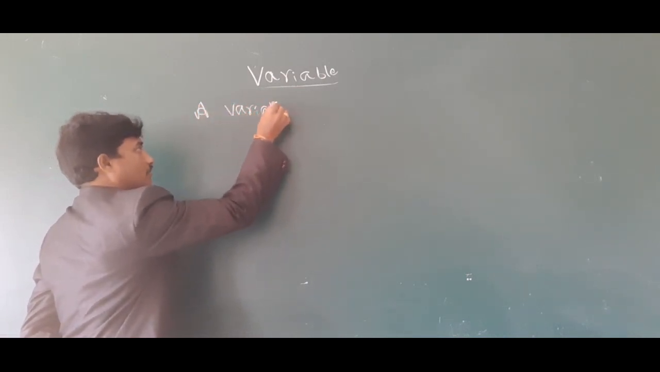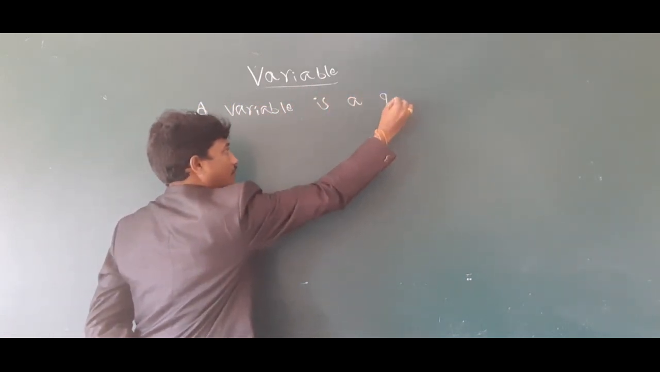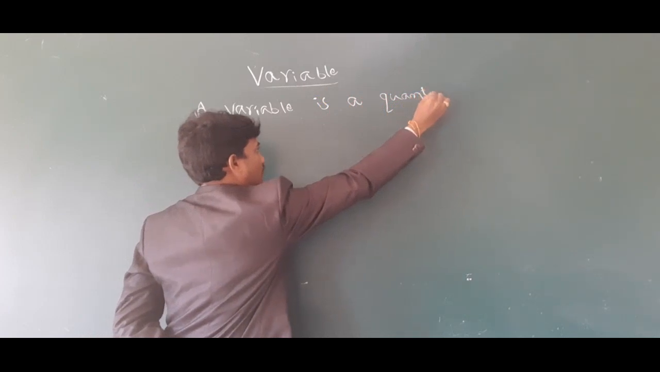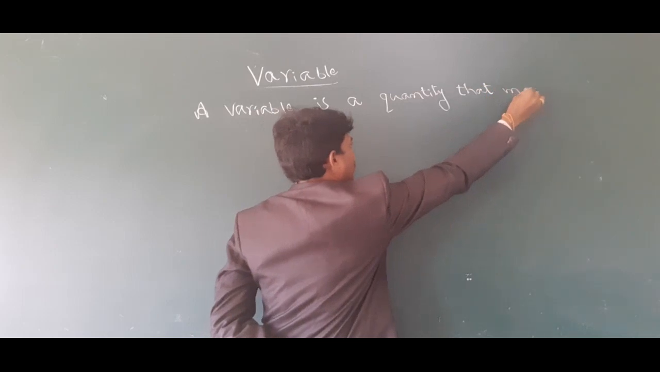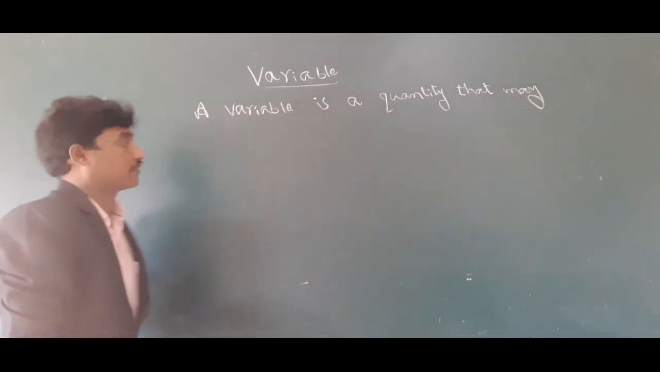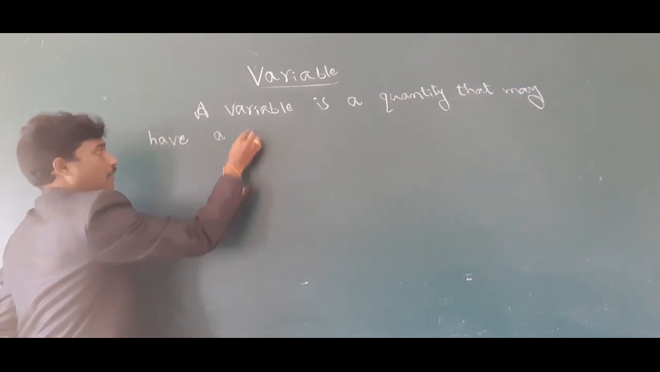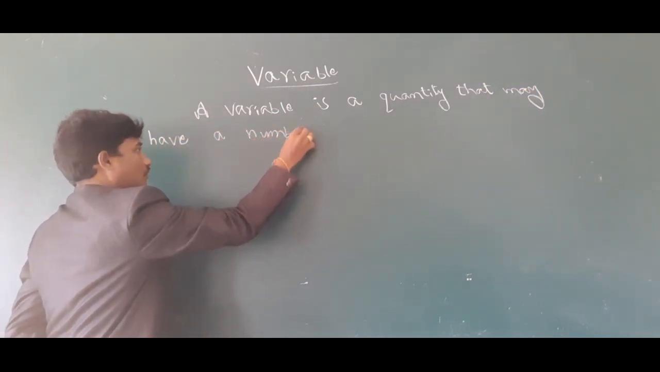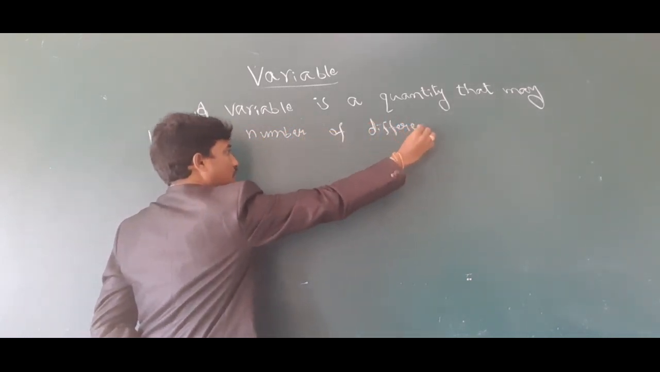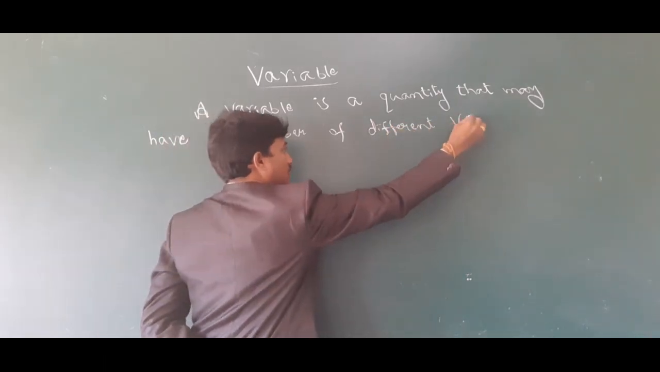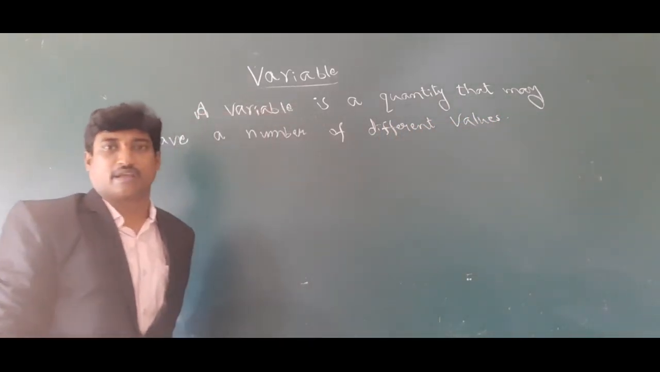A variable is a quantity that may have a number of different values. Let us see an example.